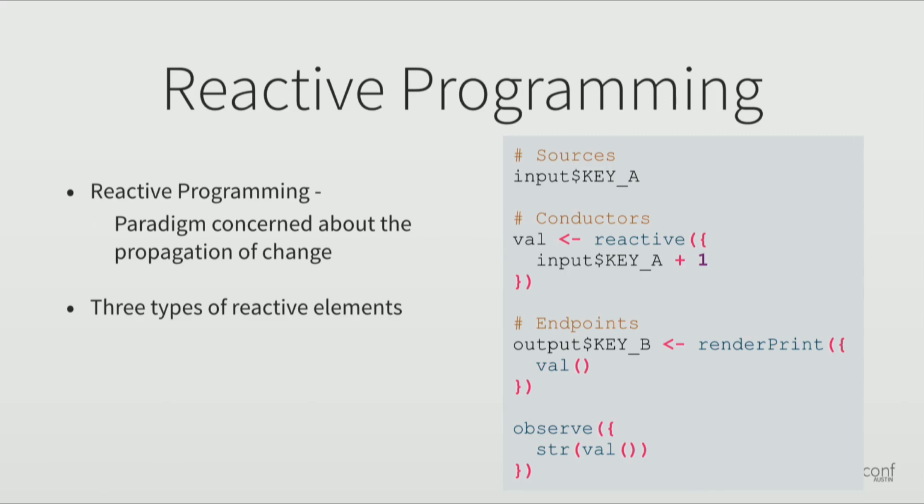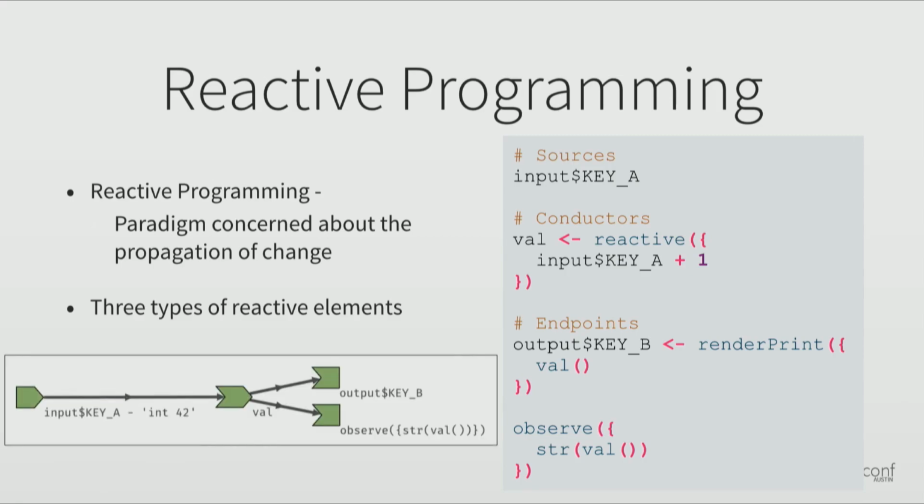If we were to look at a dependency tree of this, it would look similar to this, where we have an input, such as key A, going into value, which was then used in output key B, or even in the observe statement. And we'll get into a more in-depth look at that later.